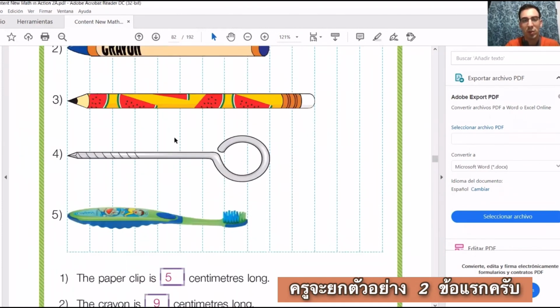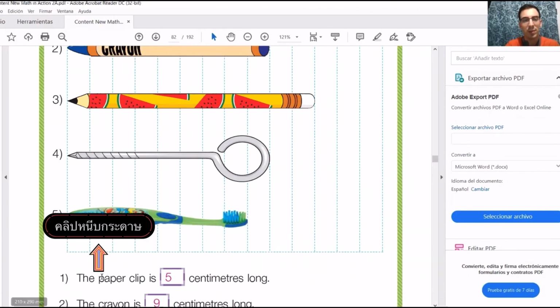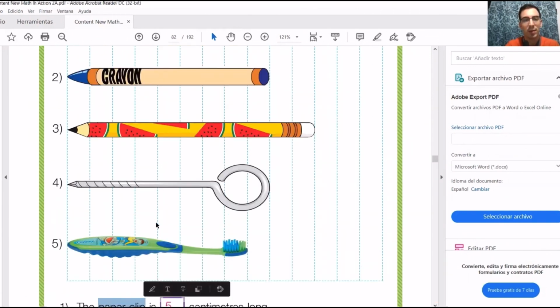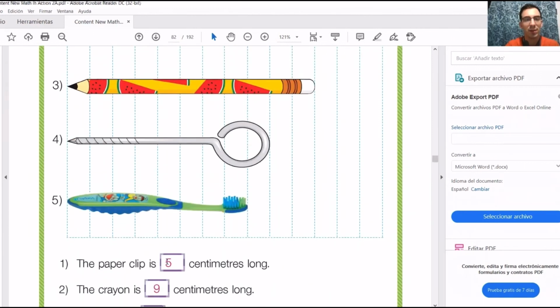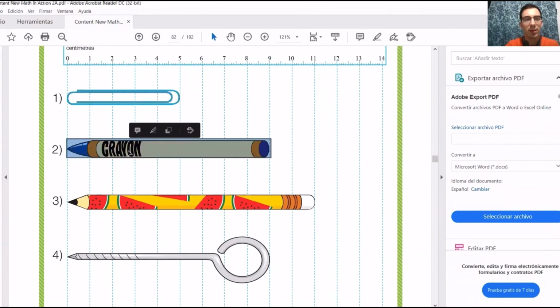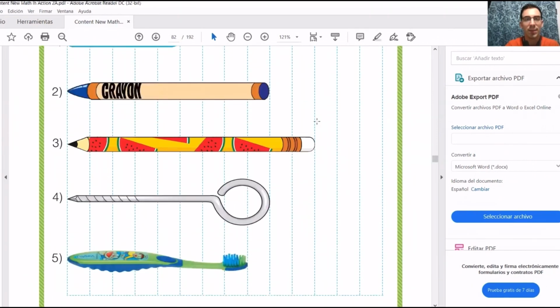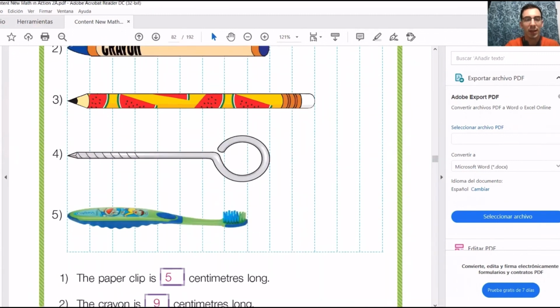For example, I'll show you the first one with a paper clip. What is the paper clip? This one, this is a paper clip. How long is it? 5, right? You see? 5. So here we have to fill in 5. And the crayon, where's the crayon? Here, the crayon. How long is it? 9. Okay, so we fill in number 9. The crayon is 9 centimeters long.